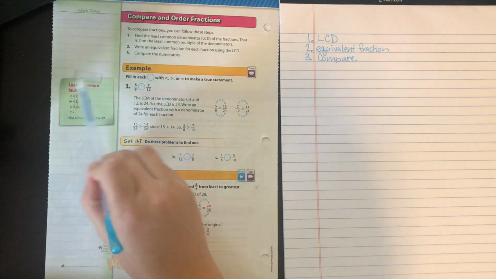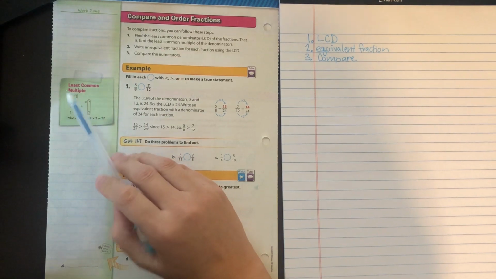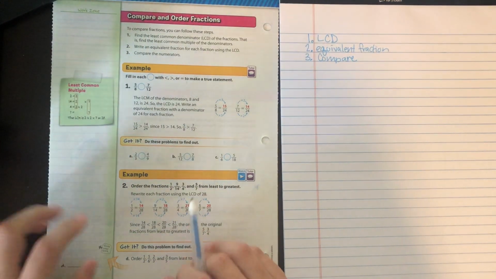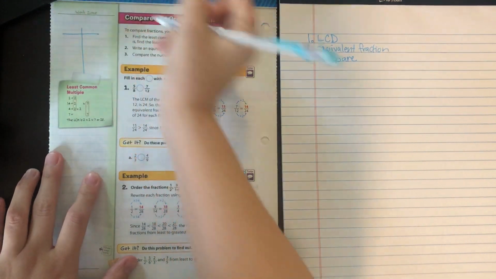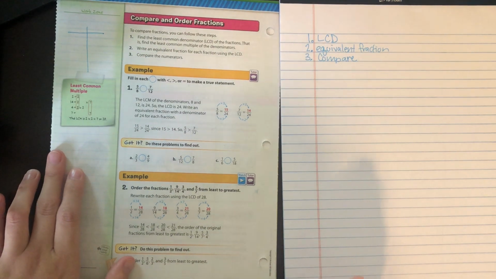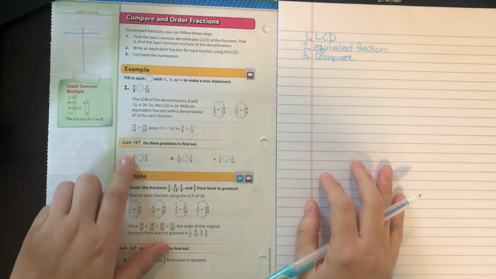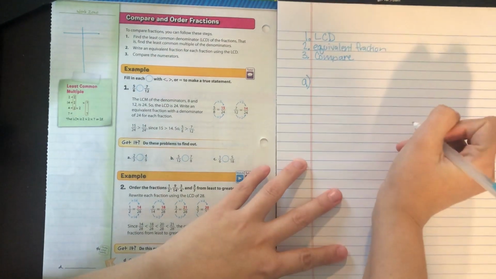And then, if you look off to the side here on this little green sticky note on your page, it gives you kind of a breakdown of how to find the least common multiple in case you forget. There's that method, and then there's also our kind of T-chart method, which I will use in some of the next examples. So next we have A, 2/3. I'm going to work these out on another piece of paper.